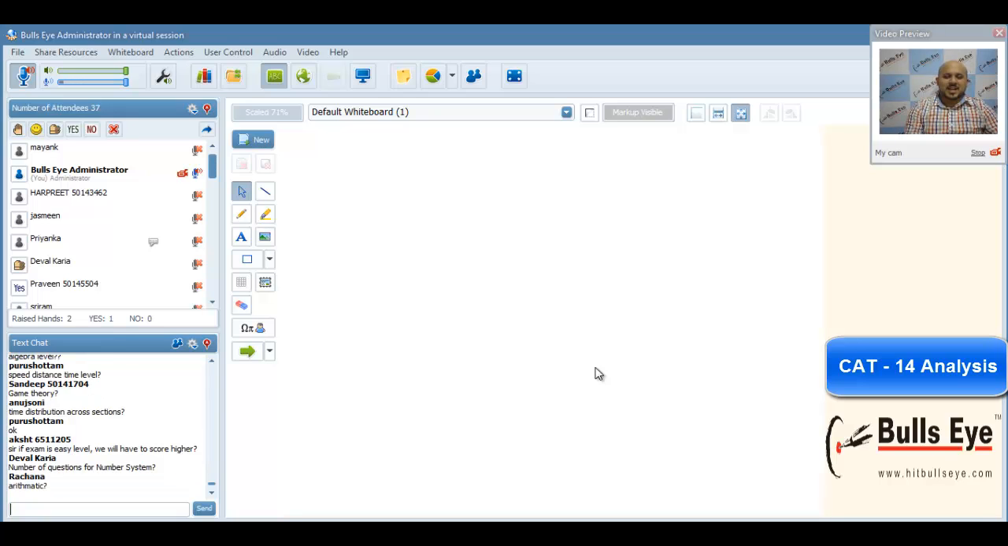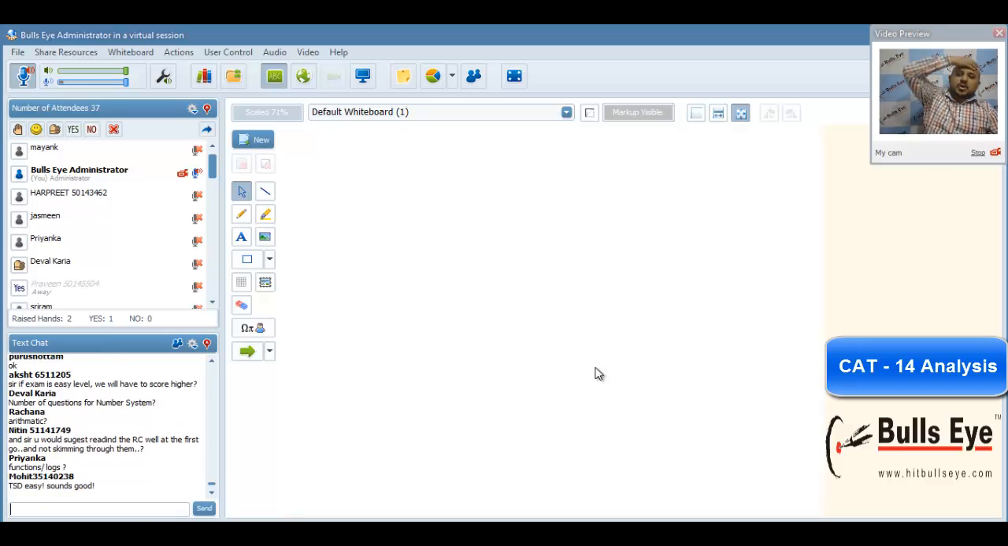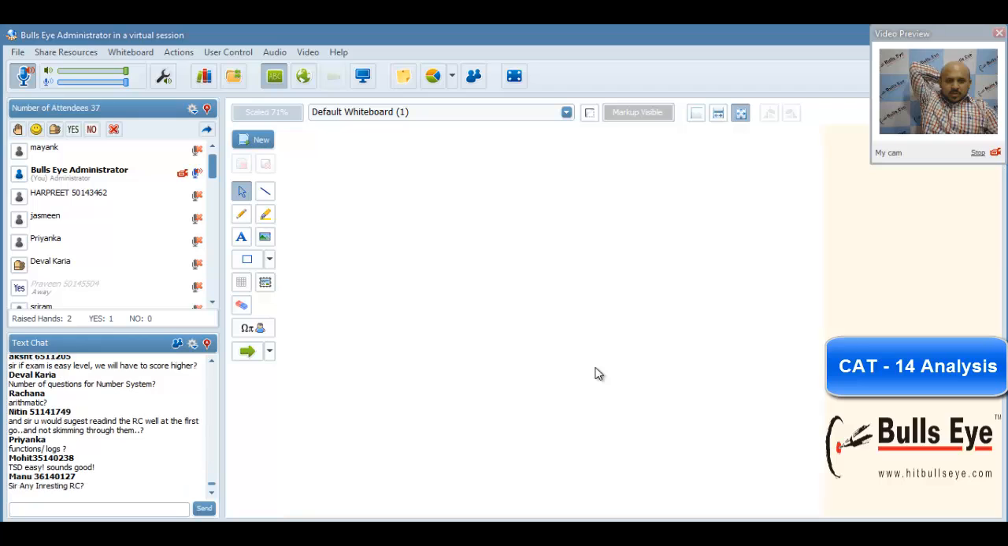See, Akshat, it's a relative paper, so it really doesn't matter a lot. So you've got sufficient time, Nitin, to read them. So there is not an issue. Time is there in the paper.